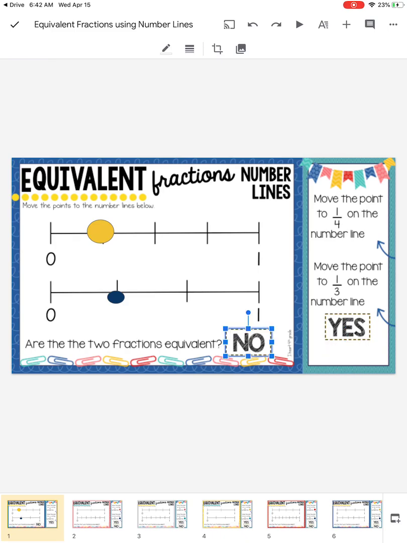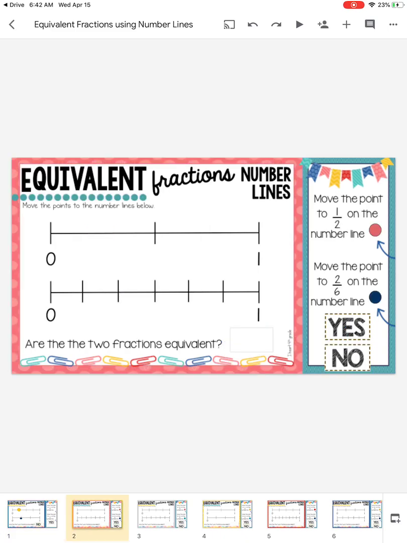So that is how you will complete the Google Classroom activity. Look at the fraction over here and click and drag your point to it, and then do the same for the second one, and then you need to decide if they are equivalent. Are they at the same distance from 0 on the number line? Are they the same size?